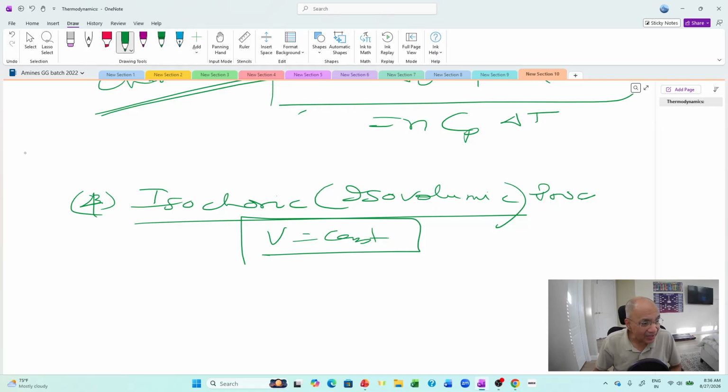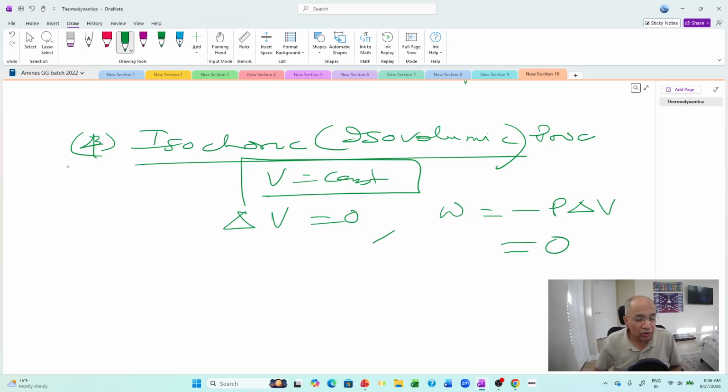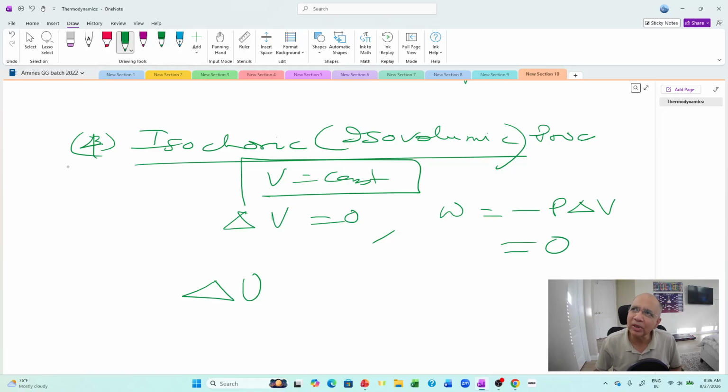In that case, del V is equal to 0, so work done, minus P del V, is equal to 0. There is no expansion or compression. I'm talking of expansion-compression work: work done is 0. So applying the first law, that is why chemistry always starts from Q and physics starts from del U.